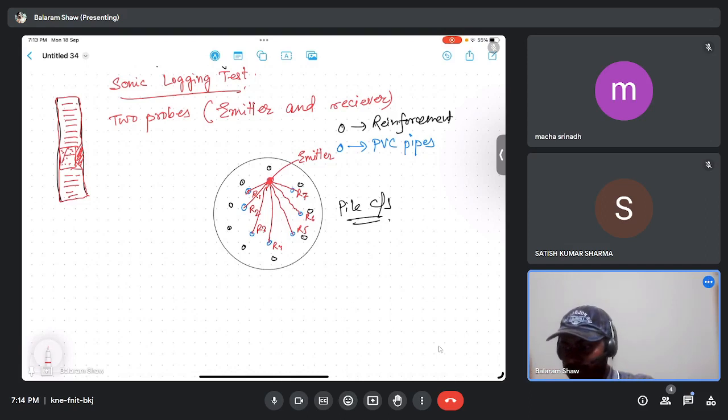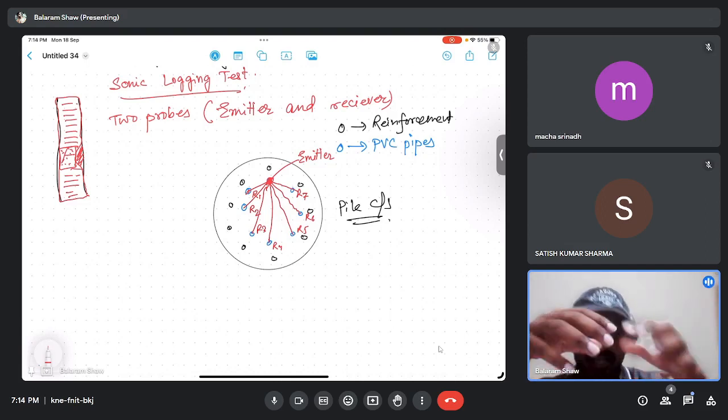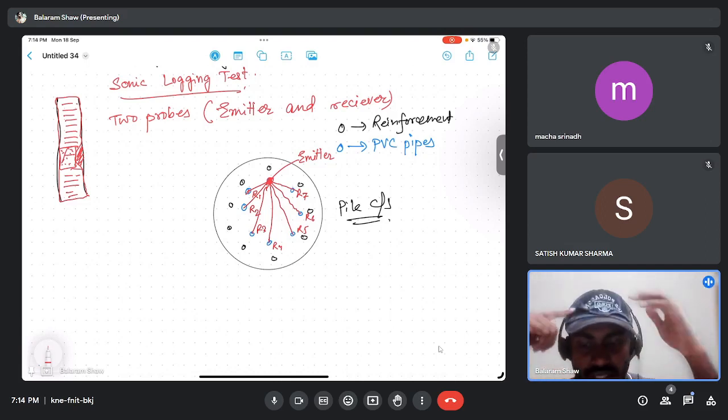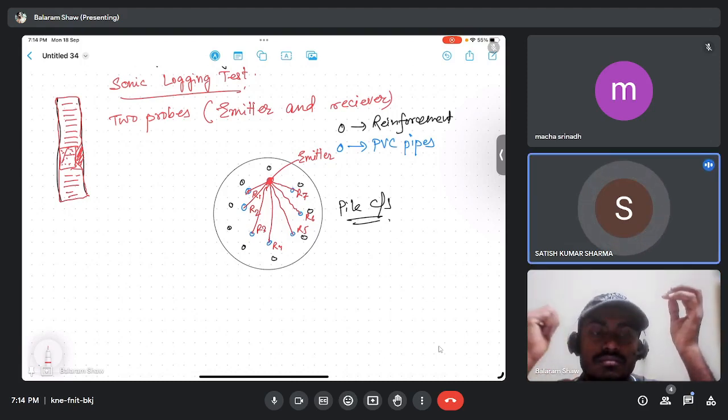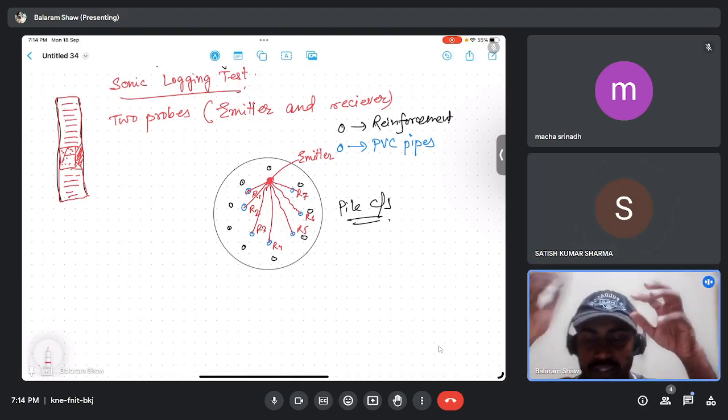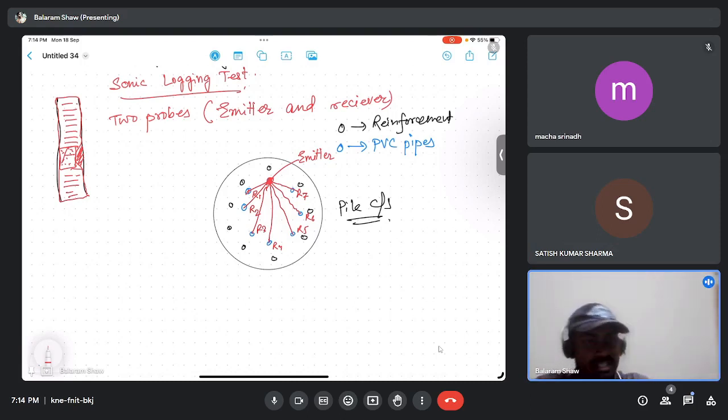So first we have the PVC pipes along the periphery of the reinforcement cage. Then first we'll fill them with water. Why are we filling this with water? Anyone? To ensure good bond with the reinforcement around. Yes, correct. So we'll fill the PVC pipes with water. Then both the emitter and receivers will be lowered into the PVC pipes, as I have drawn in this figure. We'll lower the emitter in one of the PVC pipes, and in the others we'll lower the receivers.